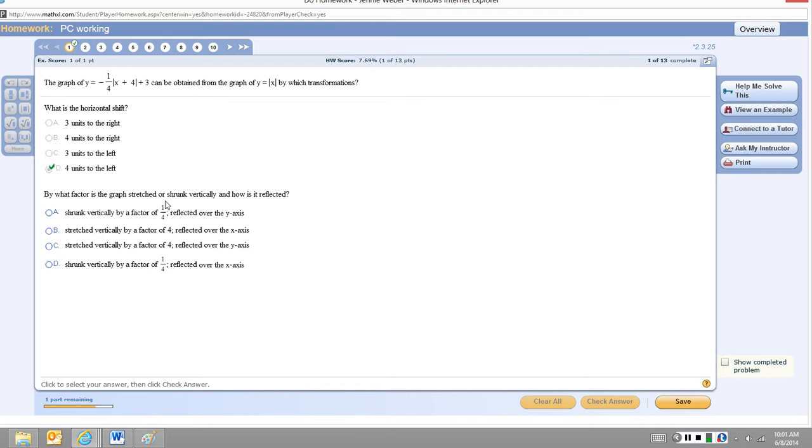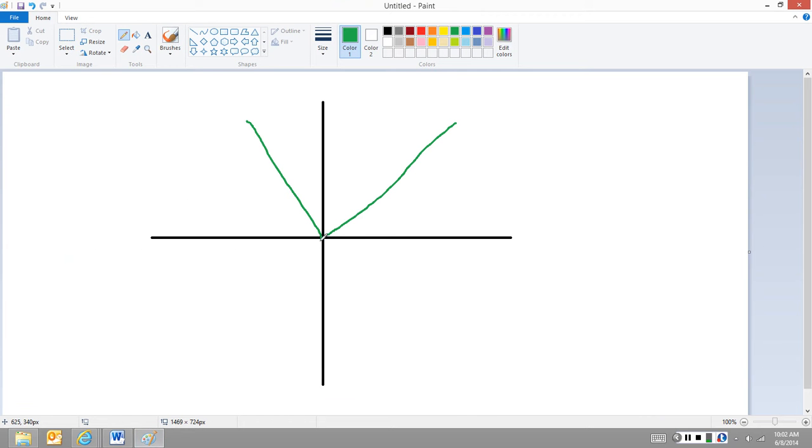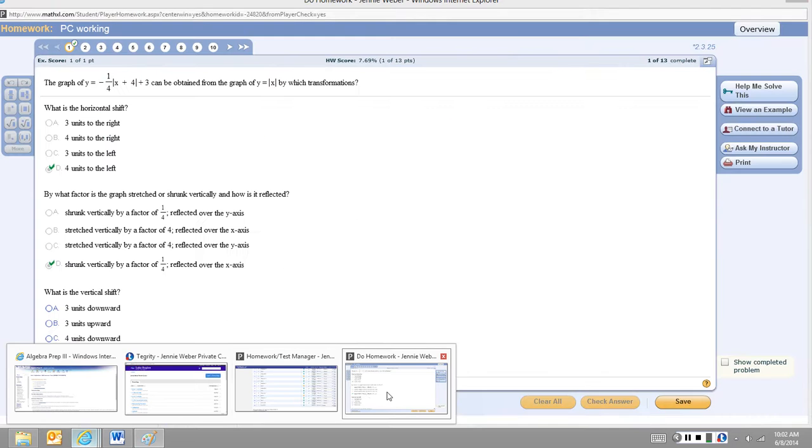Now what factor is it shrunk or stretched vertically, and how is it reflected? Well, we have this 1/4. A 1/4, or any fraction, is going to shrink it vertically by that factor. And the negative means reflected over the x-axis. So, shrunk vertically, reflected over the x-axis. That just means that for a negative, it would be like this. We're reflecting it down over the x-axis.